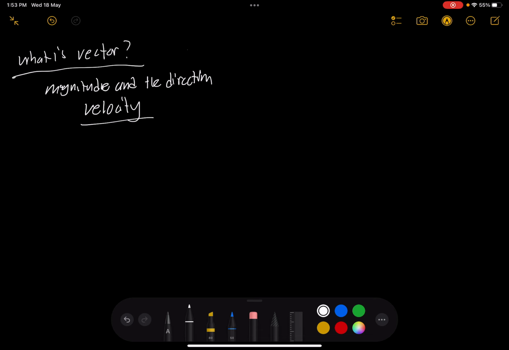So the magnitude for this particular quantity will be 40 kilometers per hour, or it could be meters per second, and the direction would be to the whichever direction it may be. So in this case, north. That's the direction, and this would be the magnitude. The next part, I will be teaching you how to add and subtract using vectors.